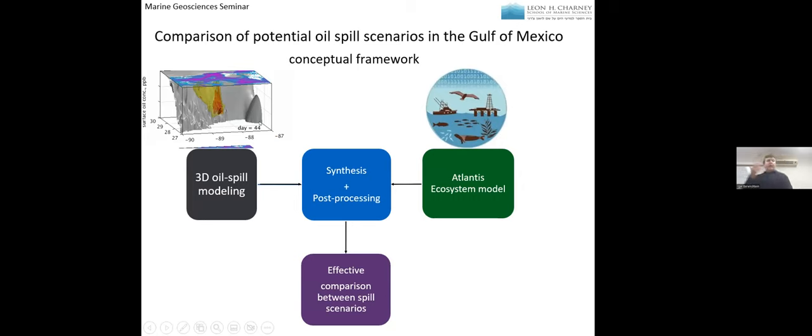And we used, again, the oil transport model developed in the Paris lab. We used for this analysis the Atlantis ecosystem model, which is an end-to-end trophodynamic ecosystem model, which includes various trophic levels for the Gulf of Mexico. And synthesizing these two sources of information and applying simple post-processing, we could effectively create a quantitative framework for comparison between spill scenarios.